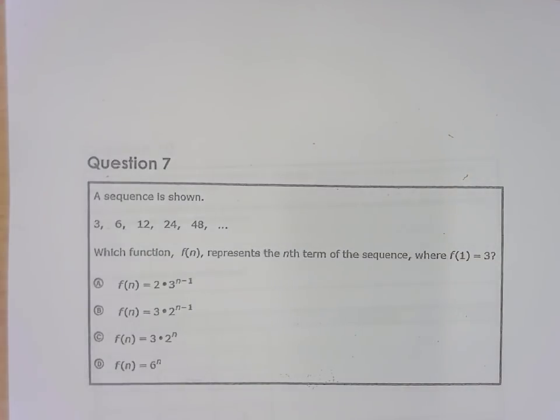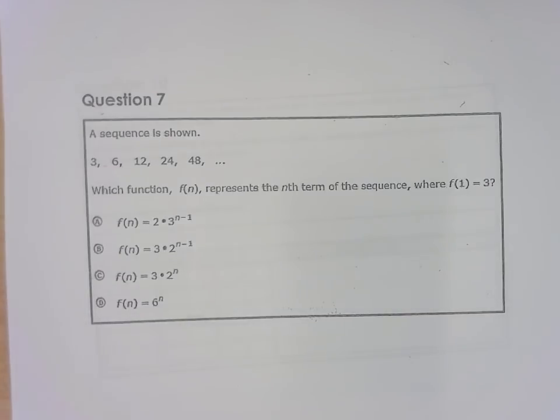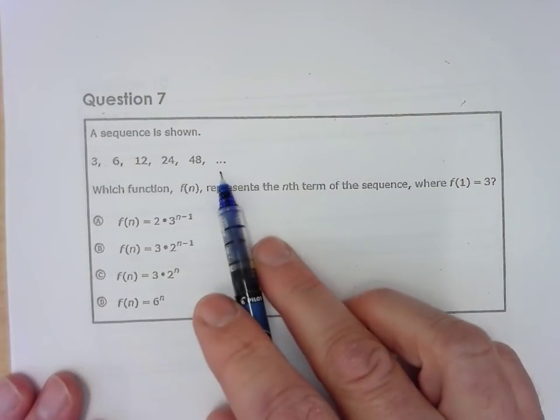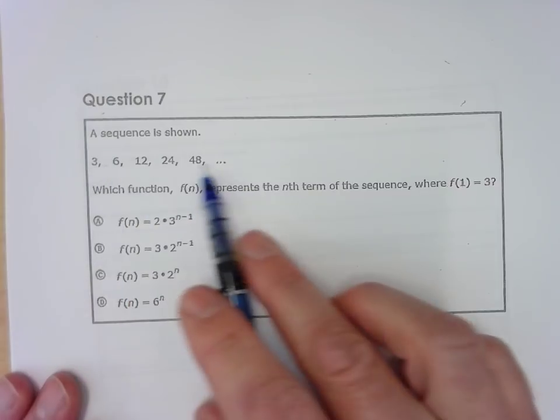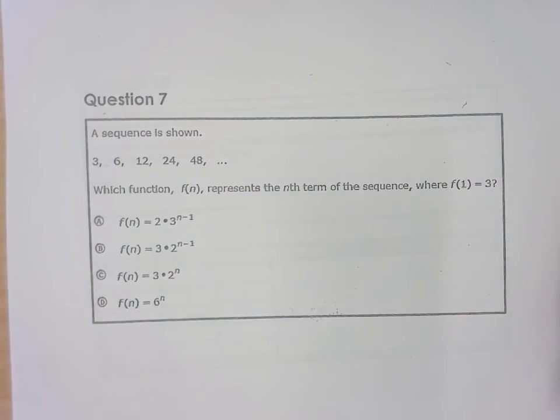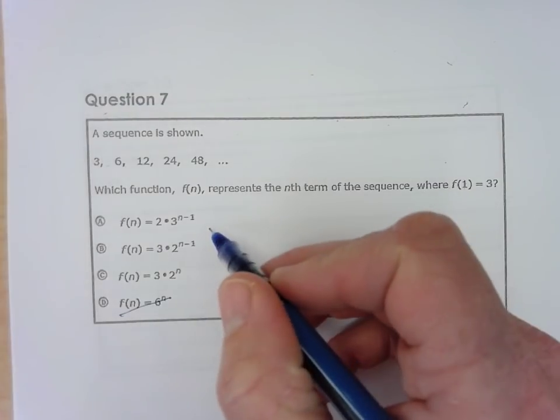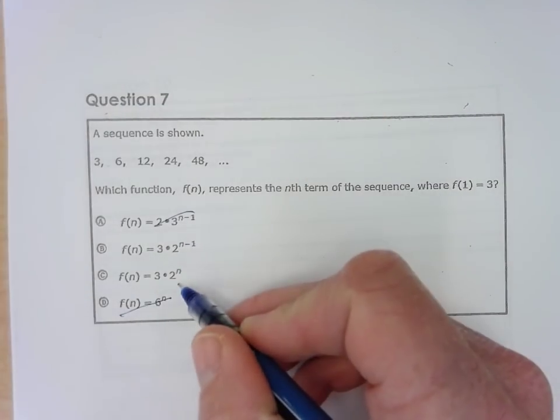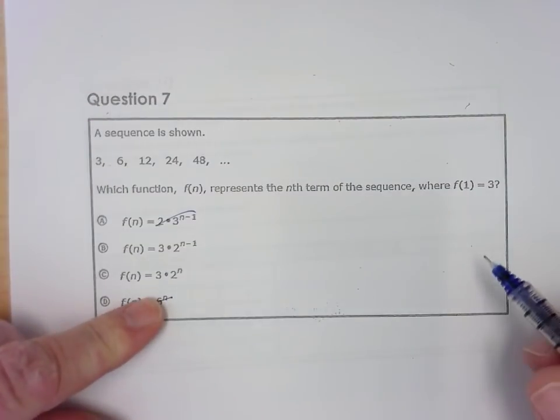Next one, number 7, is the next question, and we have to come up with a formula for this. You can see that it's multiplying by 3 each time. No, it's not multiplying by 3 each time. It starts off with 3, and it's multiplying by 2 each time. So it has to do with multiplying by 2. It's not this one, and it's not this one. It's one of these two. So we need to make sure that it works out right.